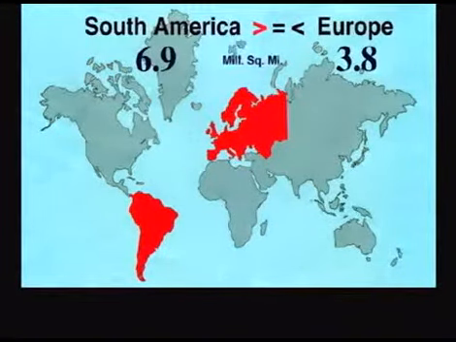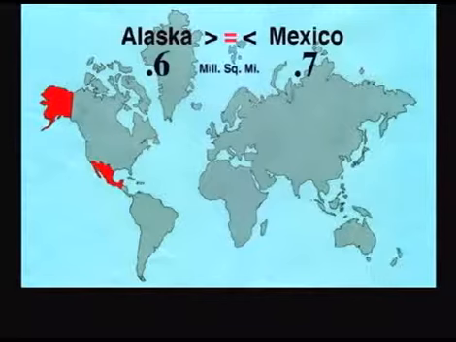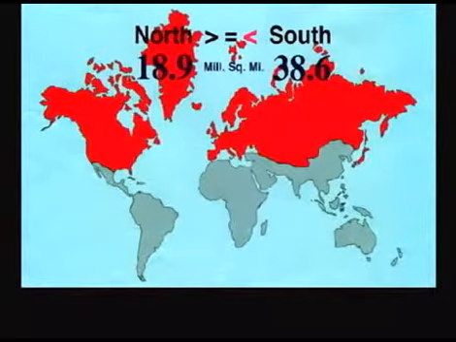The answer is South America is twice as large as Europe. You got that right? Good. Okay, let's talk about Scandinavia and India. India is 3 times larger than Scandinavia. Did you get that one right? Oh, okay, maybe the easier ones. Let's go to the easier ones. Mexico and Alaska, they're about the same size. Okay? And lastly, the North and the South. The South is twice as large as the North. Okay, everybody got 100?